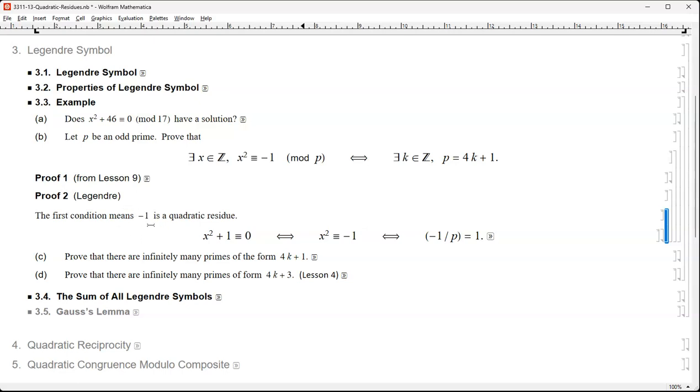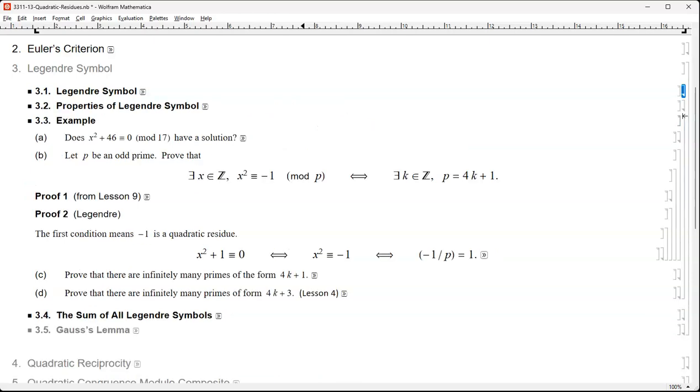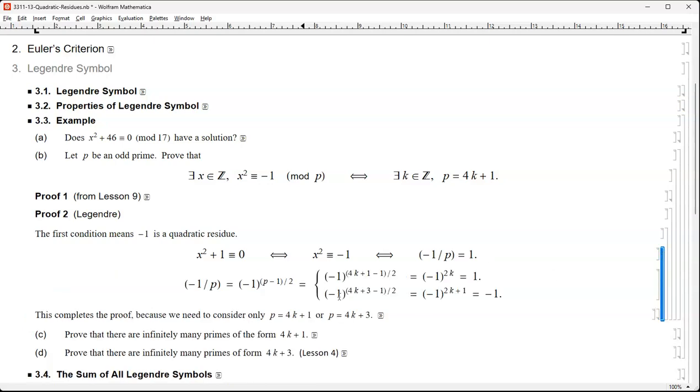We're going to find out whether negative 1 is a quadratic residue or not. We're going to prove this. Negative 1 over p is 1. That's the Legendre symbol, and then algebraic rules. Negative 1 over p, how do you find it out? Negative 1 to the p minus 1 over 2 power. And here, p is 4k plus 1 or 4k plus 3. When p is 4k plus 1, then the first line applies. We have negative 1 to the even power, that's 1. For 4k plus 3, the second line, negative 1 to the odd power, so we get negative 1.